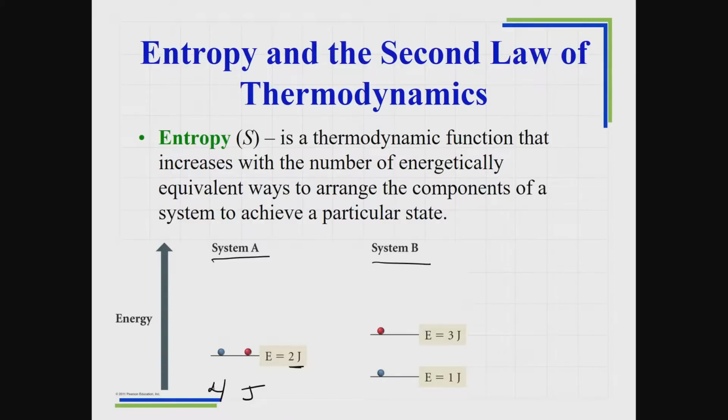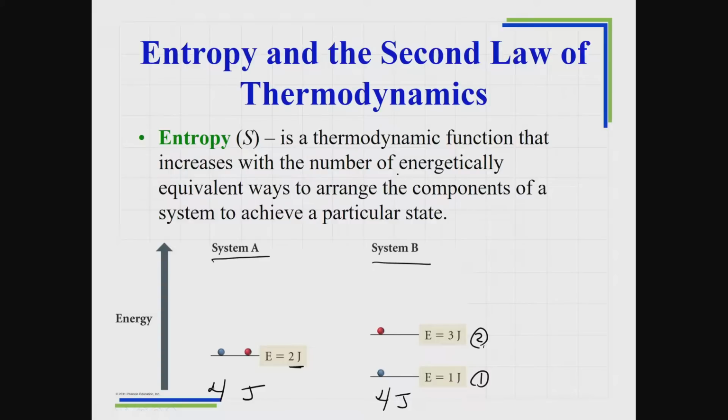Now we have system B. In system B, there's 2 different places that the balls can be. They could either be at this level here, which has an energy of 1, or it could be at this level 2, which has an energy of 3. Now, the way the system is right now, we've got the red in this one up high, number 2. We got the blue in the one at energy 1. And what is the total energy? Well, it is also 4 joules, okay?